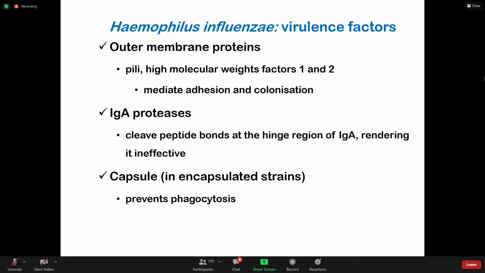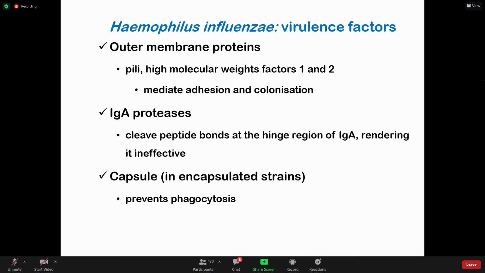The organism is also a producer of immunoglobulin A proteases. Remember that immunoglobulin A offers protective function on mucosal surfaces. When this immunoglobulin is cleaved, it enhances the colonization ability of these microbes. So they have a higher propensity to colonize the mucosal surfaces after destroying the immunoglobulin A.